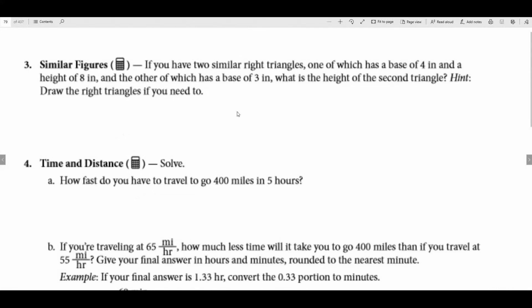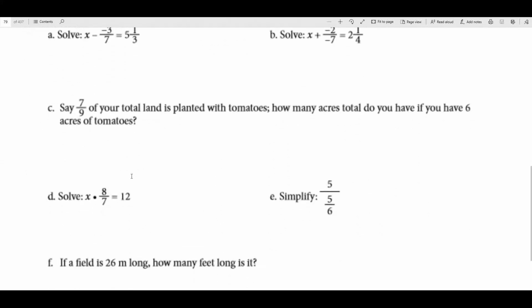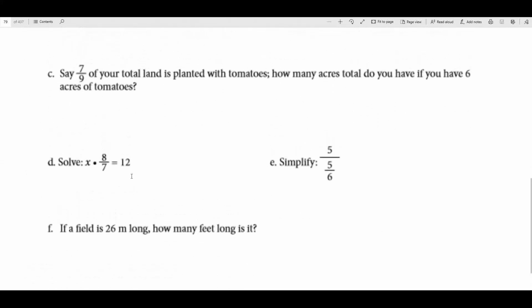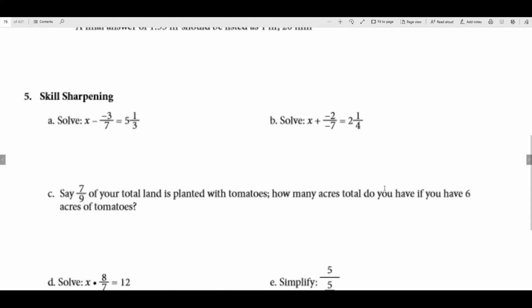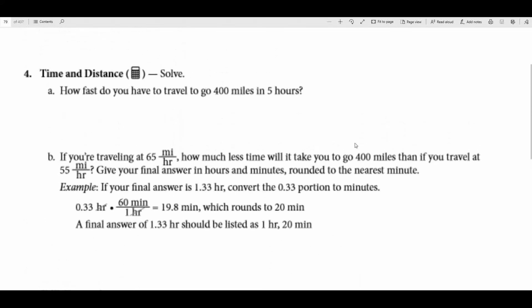Now the second page, you have similar figures, so you're going to be doing proportion to this one, and then a time and a distance proportion here. I do want you to do the skill sharpening. This is going to do what it says. It's going to keep your skills sharp. So again, I'm not going to help you on it because it's just working through it. It's just knowing where to put the numbers in your formulas.